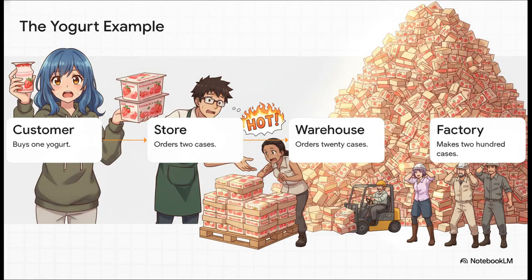Let's make this super clear with a quick example. Okay, imagine you go to the store and you buy just one strawberry yogurt. The store manager sees this, and just to be safe, he orders 2 cases. The warehouse manager sees that bigger order come in and thinks, whoa, strawberry is really taking off. So they order 20 cases. Well, by the time that signal gets all the way to the factory, they're in full-on panic mode and ramp up production to make 200 cases. And the result? A giant mountain of yogurt that's probably going to expire, all because of your one little purchase. That's the bullwhip effect in a nutshell.